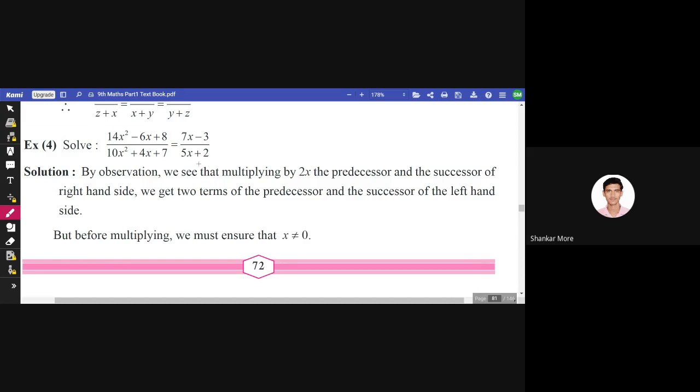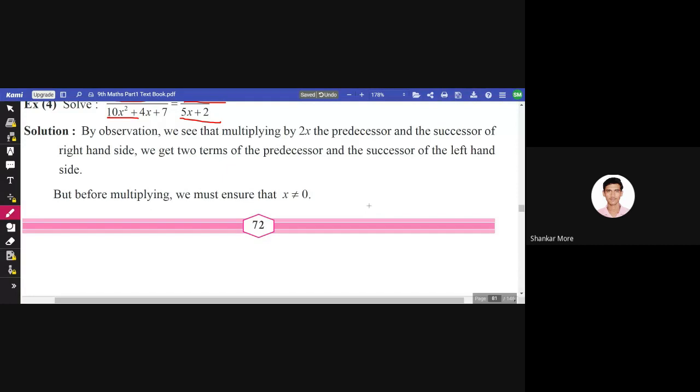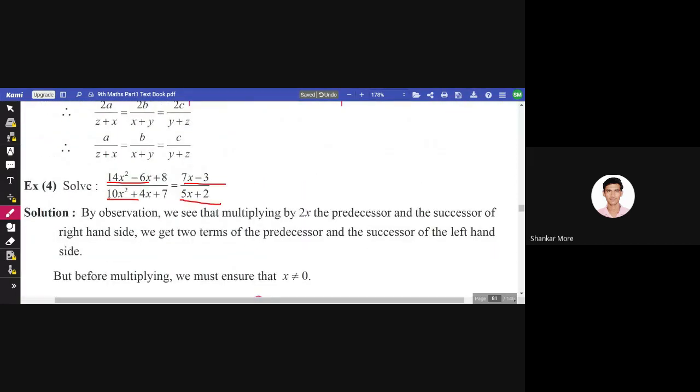On the right hand side we have 5x plus 2. If we multiply 5x plus 2 by 2x, then 5 twos are 10, x into x is x square, so 10x square, plus 2 into 2x is 4x. This means these terms we will get here and these terms we will get here. So according to that we have to multiply. Okay, but before that we must ensure that x is not equal to 0. If x is equal to 0, this will change the meaning of this particular equation.